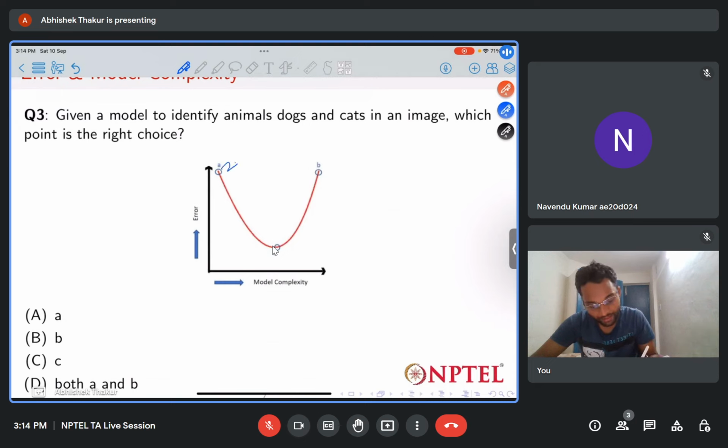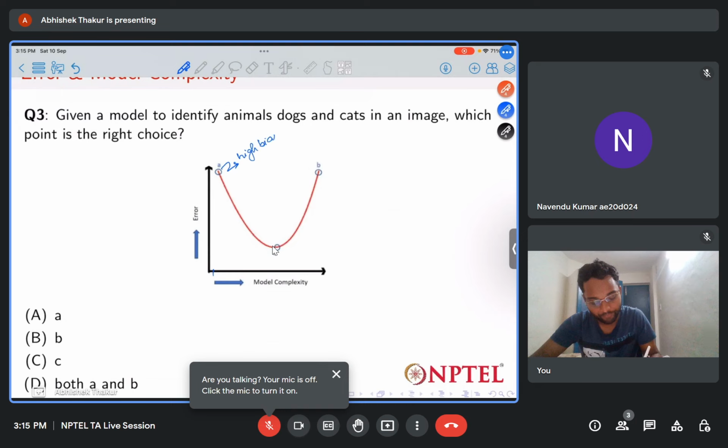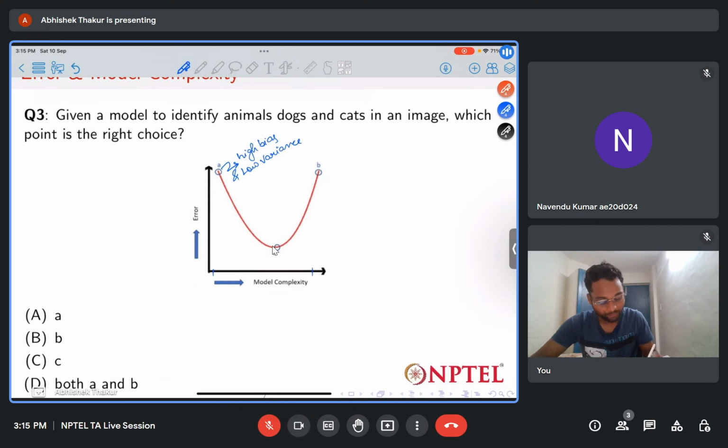So at point A, it is a very simple model because the model complexity is very low. So in a simple model, what will this point A exhibit? That is high bias and low variance. And this is the complex model because model complexity is increased a lot. So at point B, it will be low bias but high variance. We have already seen this in the previous curves.